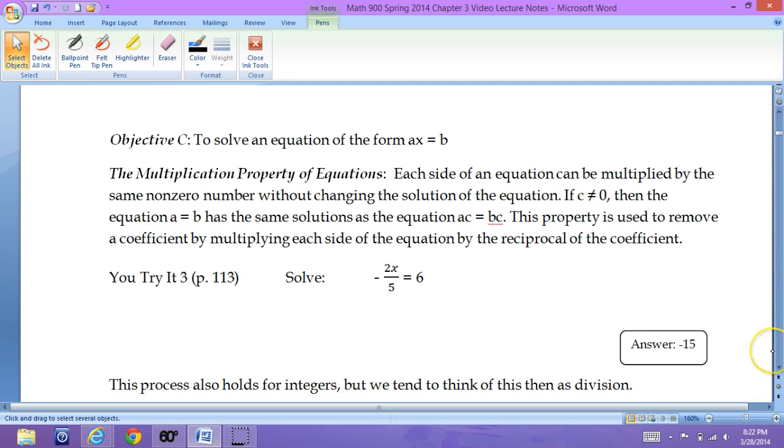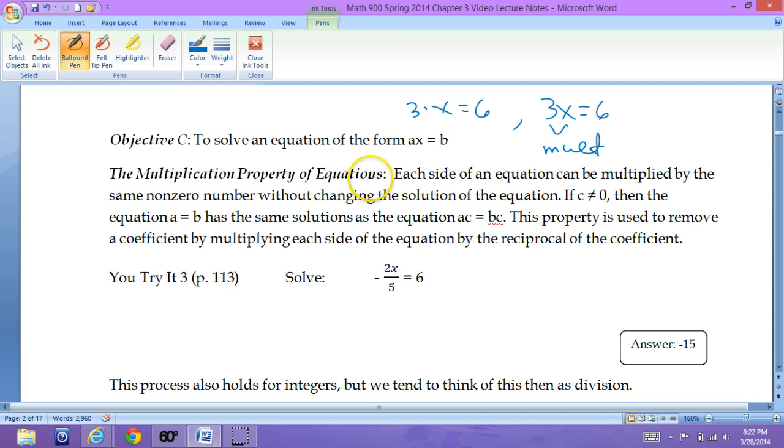Objective C, to solve an equation of the form ax equals b. Now we're dealing with multiplication. And we're going to talk about the multiplication property of equations. Multiplication is happening right here between an a and an x, where a and b are real numbers. If they sit right next to each other, they're talking about multiplication. So we don't do something like 3 times x equals 6. We just say 3x equals 6, and we understand that this is multiplication.